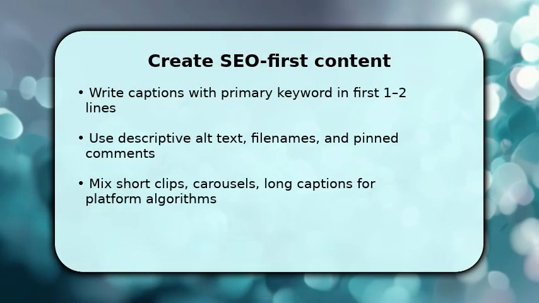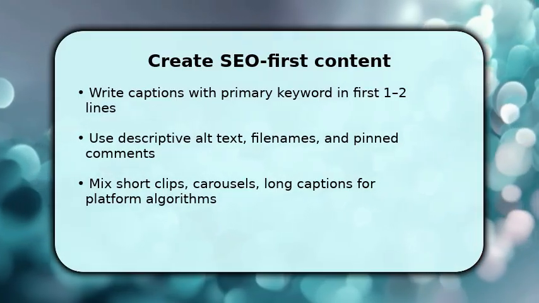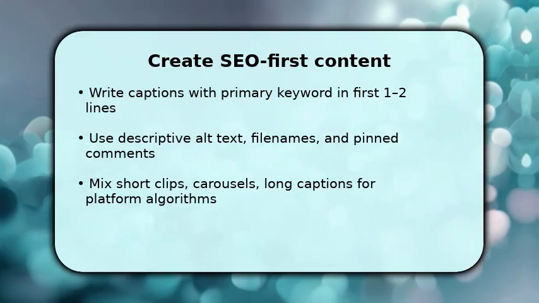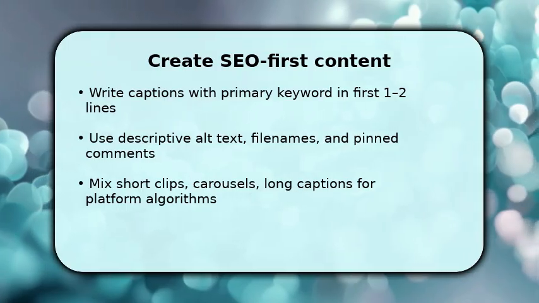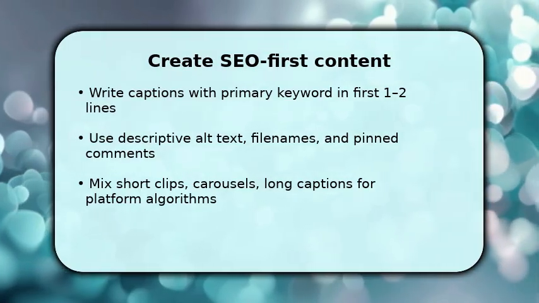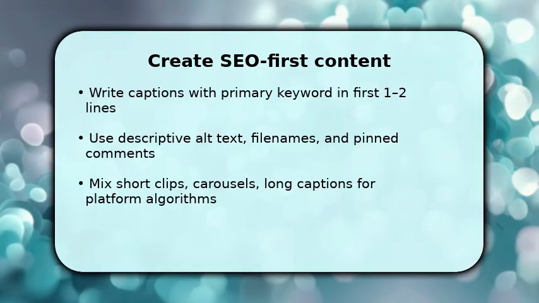Now you produce content that serves both people and algorithms. Write captions that place the primary keyword within the first 1 to 2 lines so discovery surfaces it. In addition, add descriptive alt text and name image files with keywords. These are read by search systems. Once posted, pin keyword-rich comments or CTAs.